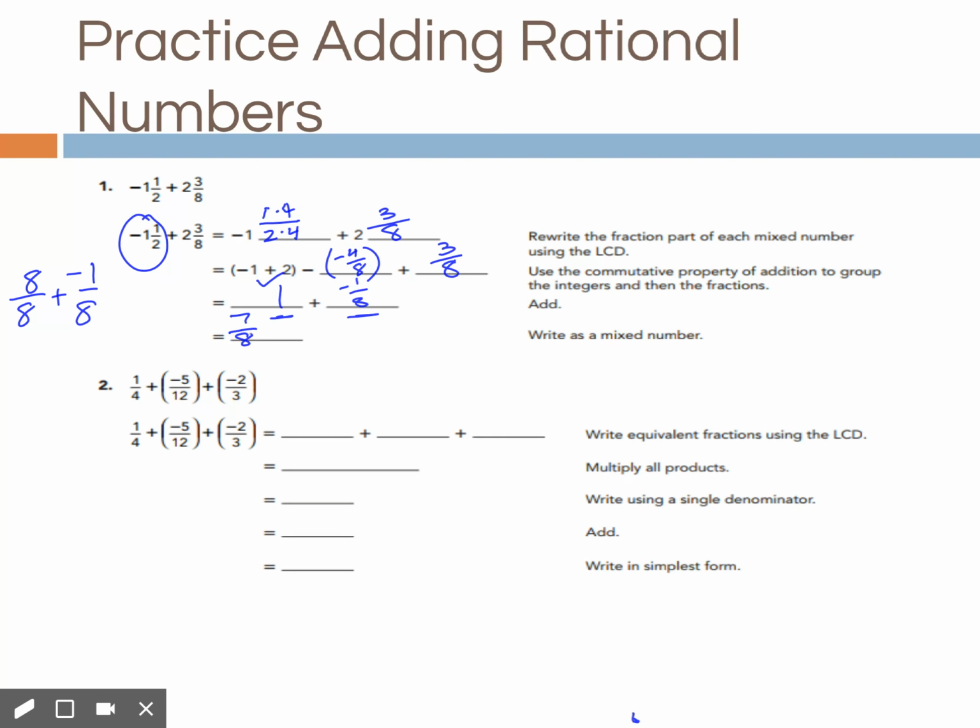So let's do number 2. 1/4 plus a negative 5/12 plus a negative 2/3. Well, the least common denominator in this case is 12. So I'm going to do my conversions. 1/4 equals something over 12. So I'm multiplying by 3. So 3/12 plus a negative 5/12. That one doesn't need to change. And then negative 2/3 equals something over 12. So I'm multiplying by 4. So a negative 8/12.